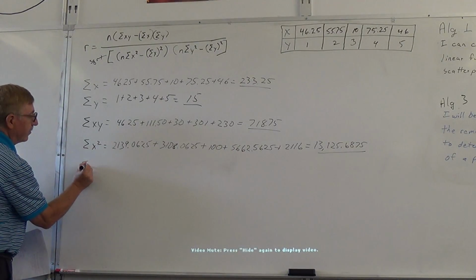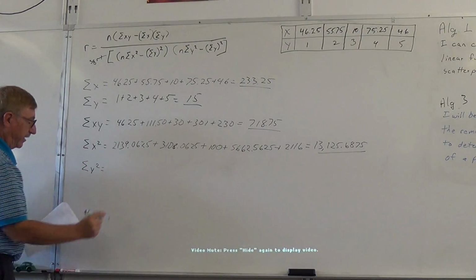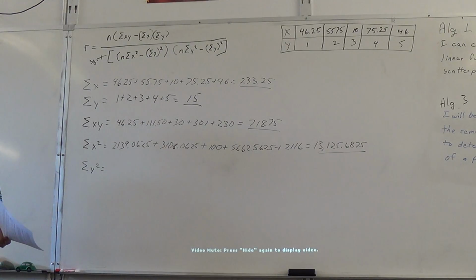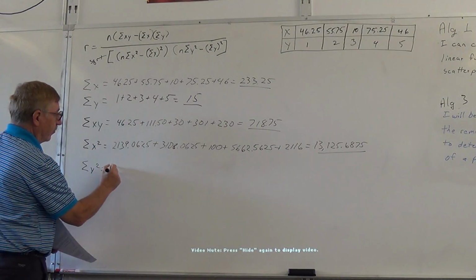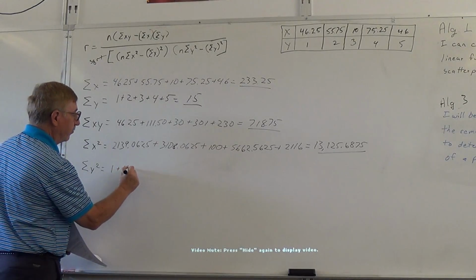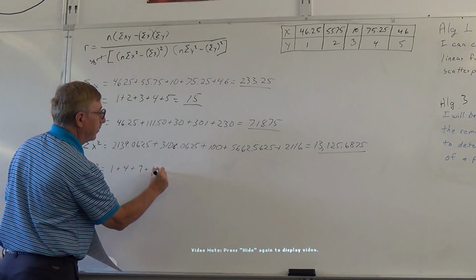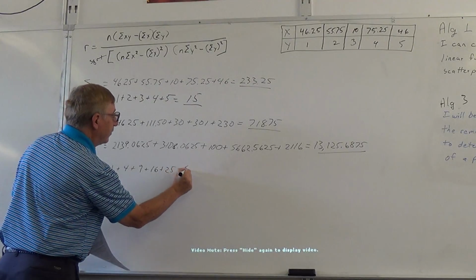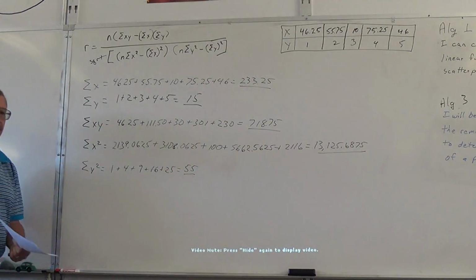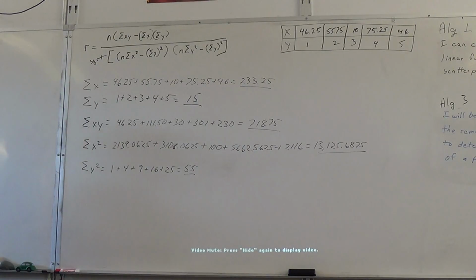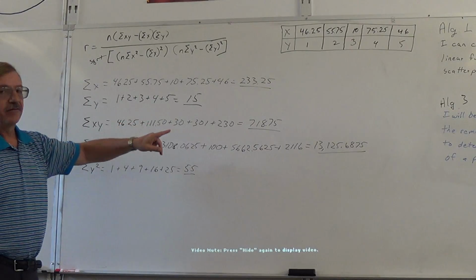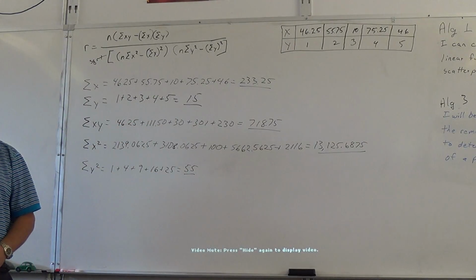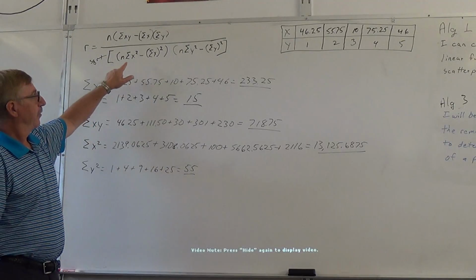And the summation of y squared equals what? So it's going to be 1 plus 4 plus 9 plus 16 plus 25, which is 55. Okay, so these are the values you need. Guys, please, these are the values you need to be able to work this out.